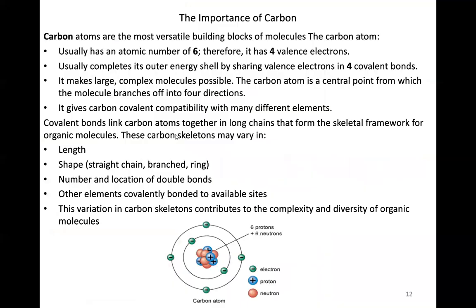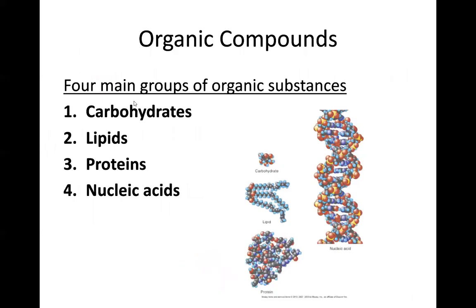And so I've already kind of read through all this stuff at the top. I'll just read through the bottom. Covalent bonds link carbon atoms together in long chains that form the skeletal framework for organic molecules. These carbon skeletons may vary in length and shape, as some will be straight chain, branched, ring, etc. Number and location of double bonds. Other elements covalently bonded to available sites. That would be the functional groups that we just talked about. And this variation in carbon skeletons contributes to the complexity and diversity of organic molecules.